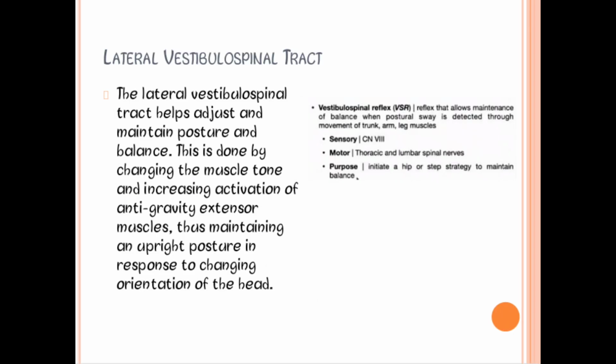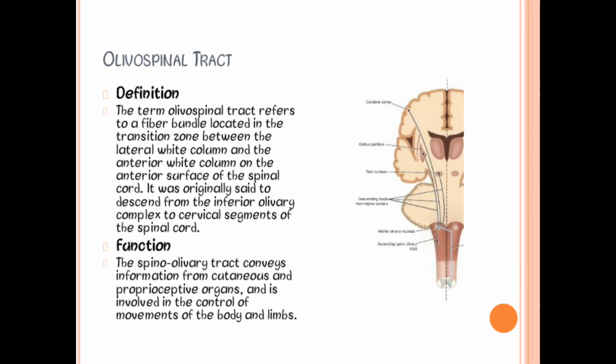Now, the lateral vestibulospinal tract is responsible for the VSR, which is the vestibulospinal reflex, and this reflex basically allows maintenance of balance when postural sway is detected through movement of the trunk, arms, and legs. So what it's going to do is send the sensory innervation through the vestibulocochlear nerve, and then the motor signal is sent to the thoracic and lumbar spinal nerves, and this basically helps initiate a hip or step strategy to maintain balance.